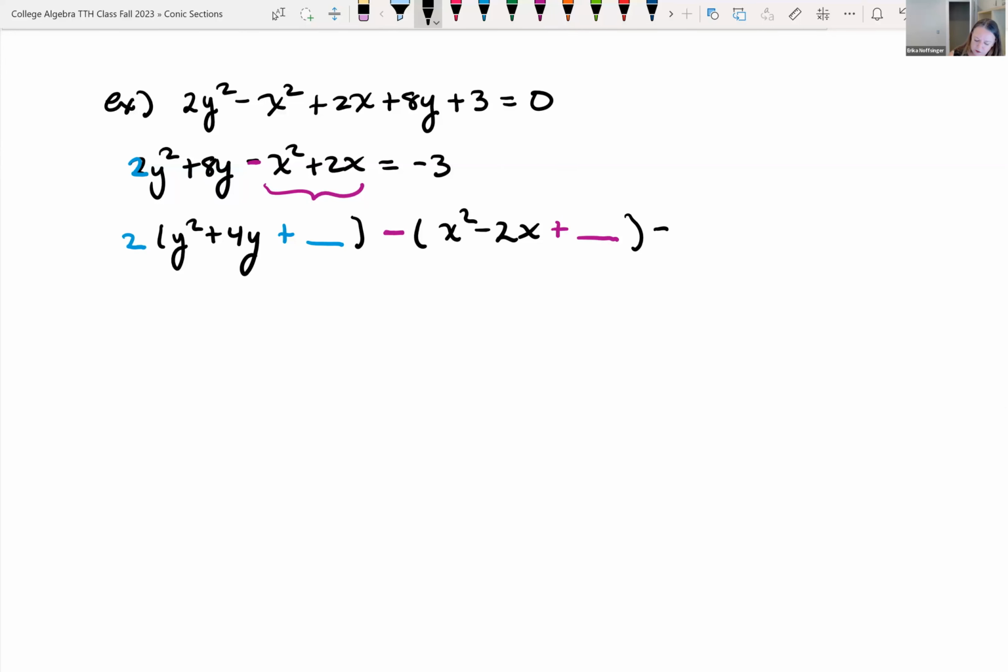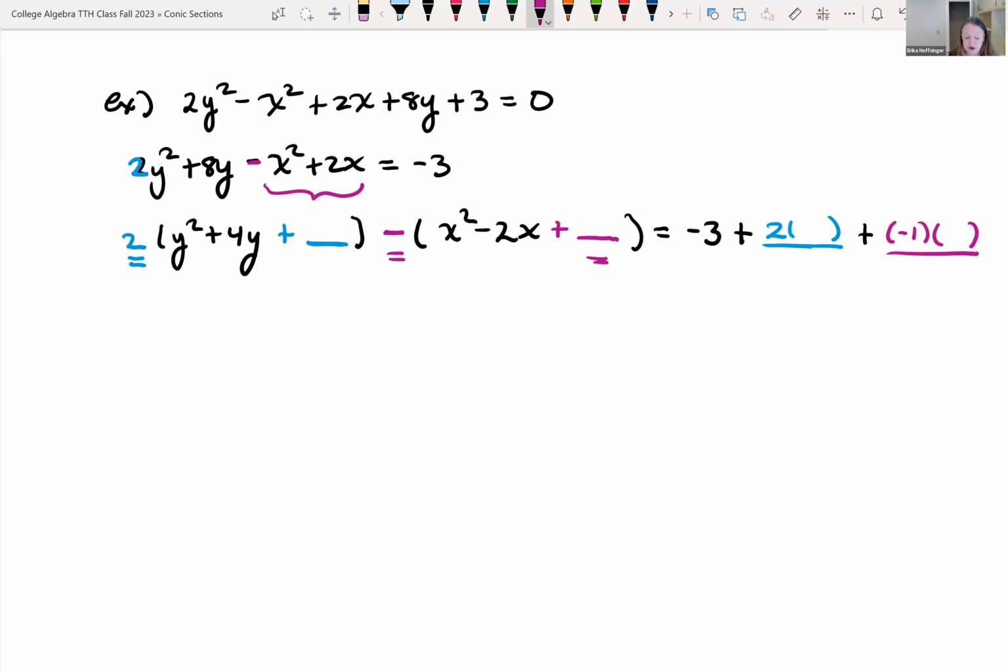It is equal to -3 plus, so I added on this left-hand side this 2 times whatever I'm adding inside that parentheses, so 2 times something. I also added on that left-hand side this -1 times whatever I put over here, so plus -1 times something.